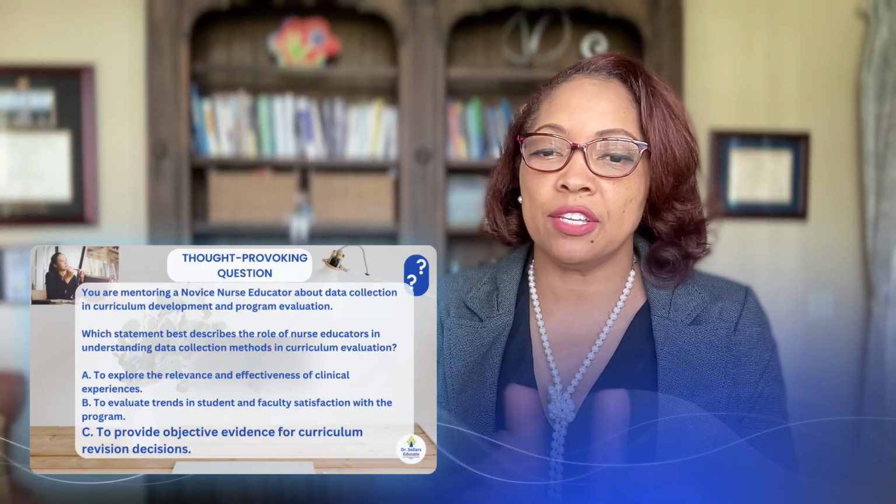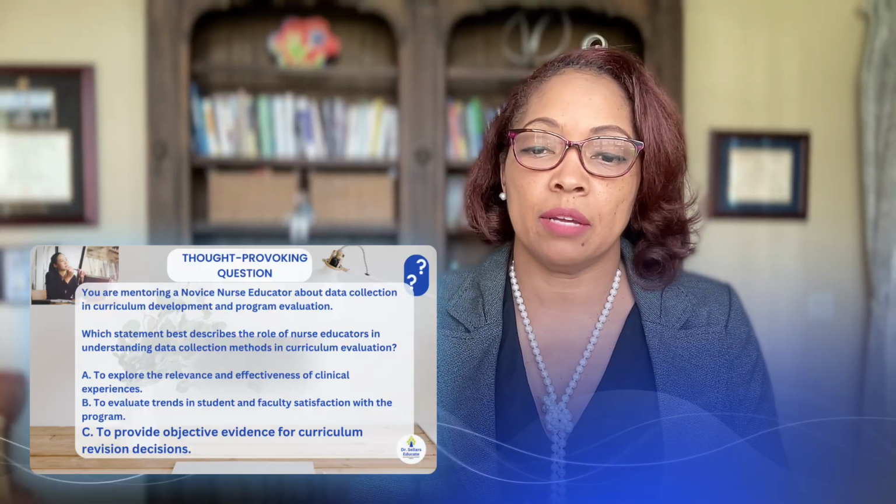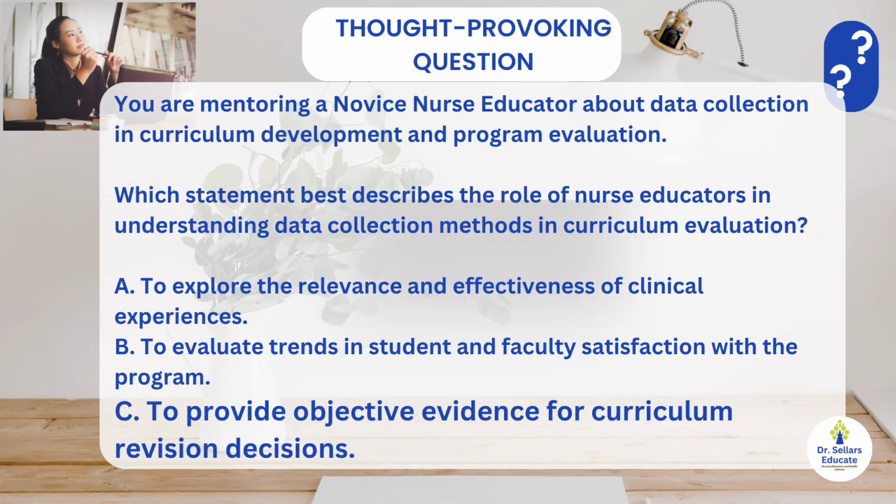So if you chose C, you are correct. Okay, so to provide objective evidence for curriculum revision decisions. In the stem, you see a statement that's very common and similar to what you will see on the CNE exam. And then you see a question. This question was all about what is going to be the best option to describe the role that we have to understand data collection. Well, it's to provide documentation for us that learning has actually happened, and if it has not, then there are changes that we need to make, right? There are revisions that we need to make to our curriculum.